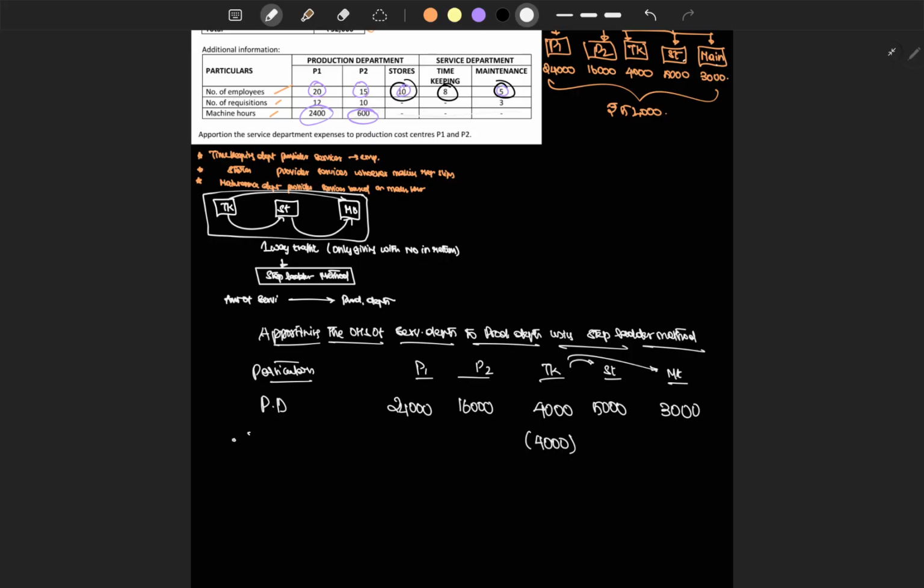So for timekeeping department, the employees allocation is 20 is to 15 is to 10 is to 5, right? We can rearrange it as 4 is to 3 is to 2 is to 1. If we total it, 4 plus 3 plus 2 plus 1 is 10. 4000 divided by 10 into 4 is 1600, 1200, 800 for stores and 400 for maintenance. So now we have exhausted the timekeeping department balance.